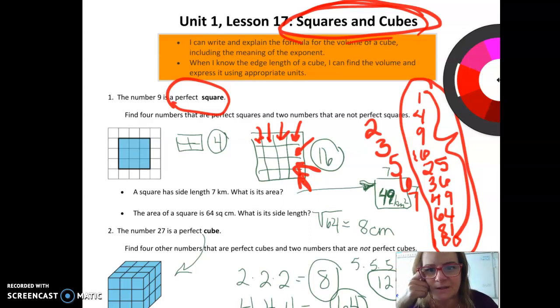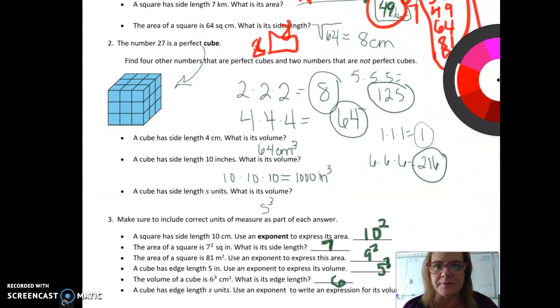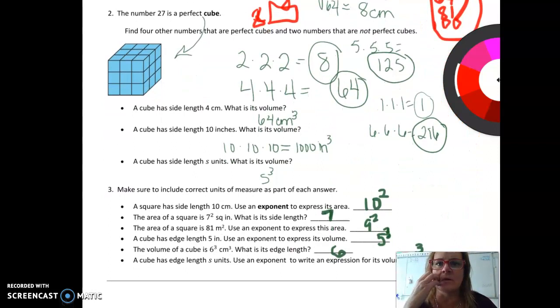So if a square has a side length of 7, then its area is 49. 7 times 7 is 49. If a square has an area of 64, then the side length is the square root of 64, which is 8. In other words, it would be a square that would have side lengths of 8, because 8 times 8 is 64. Number 27 is a perfect cube, and you are to find 4 other numbers that are perfect cubes and 2 that are not.